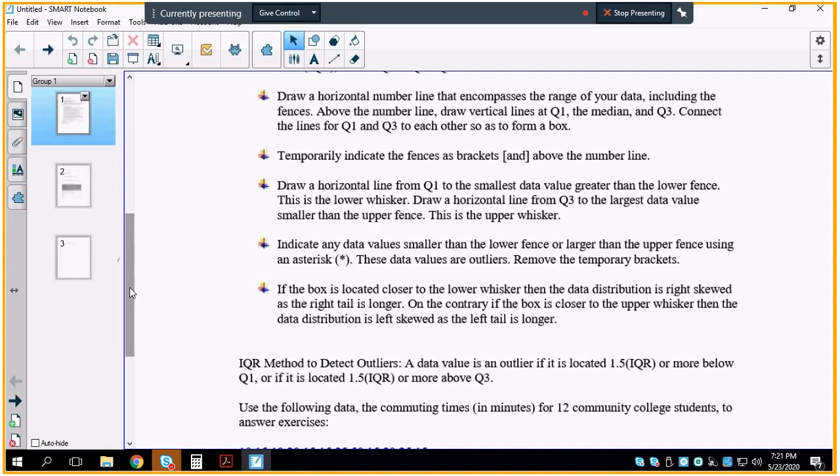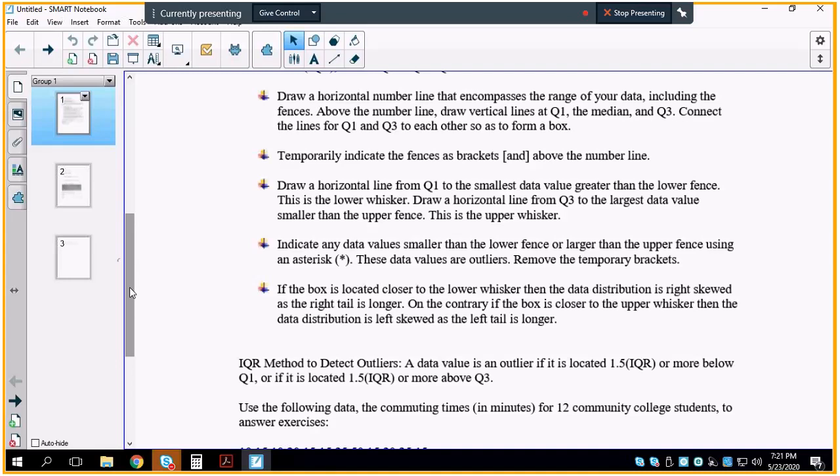Draw a horizontal line from Q1 to the smallest data value greater than the lower fence. This is the lower whisker. Draw a horizontal line from Q3 to the largest data value smaller than the upper fence. This is the upper whisker. Indicate any data values smaller than the lower fence or larger than the upper fence using an asterisk. These data values are outliers.